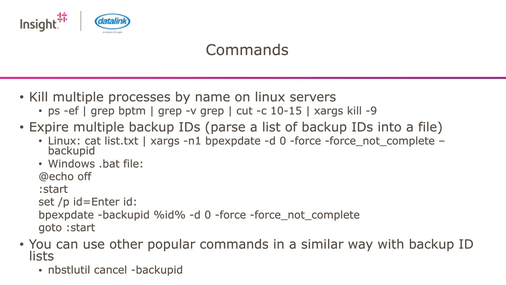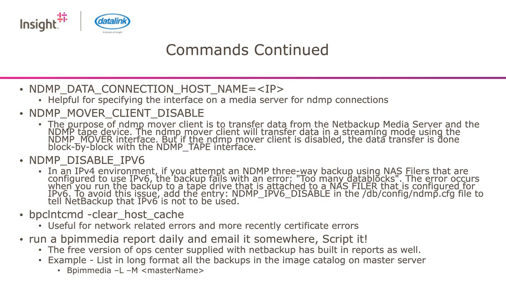So there's a few less known NDMP touch files. One of them is the NDMP data connection hostname equals IP, and this can be helpful for specifying the interface on a media server for your NDMP connections. If you're using multiple NICs on a media server and you want data to go over a certain path, you can set this. There's the NDMP mover client disable, and this will enable block by block data transfer with the NDMP tape interface, which should be helpful.